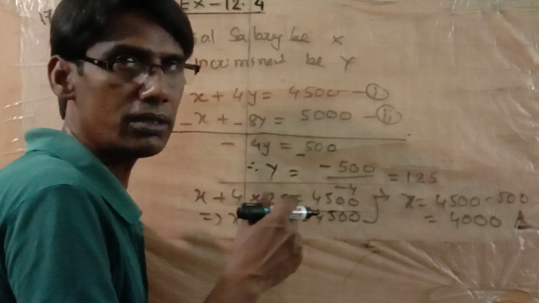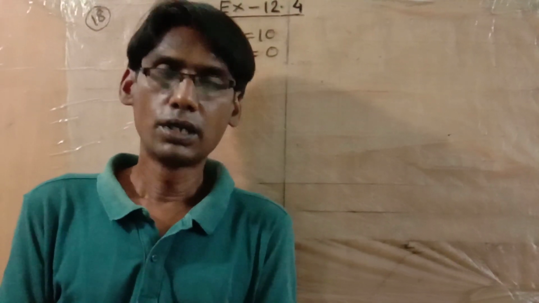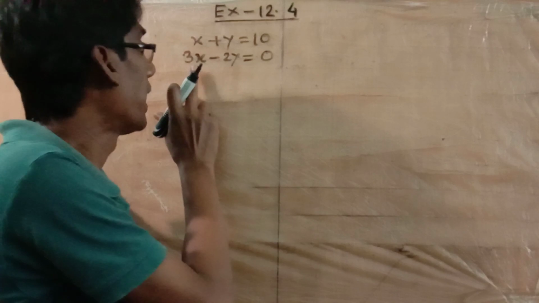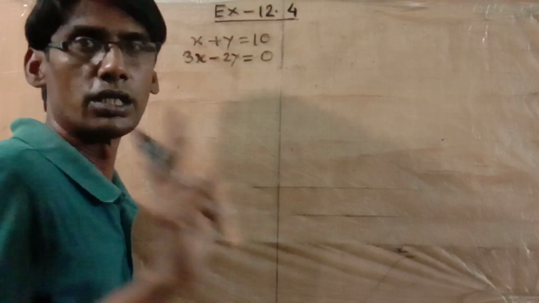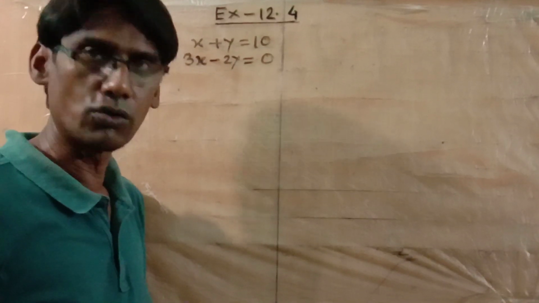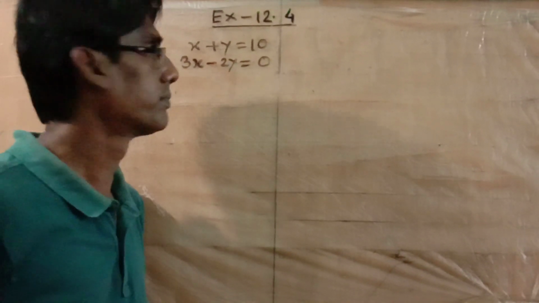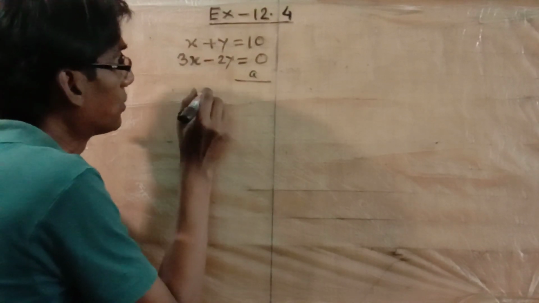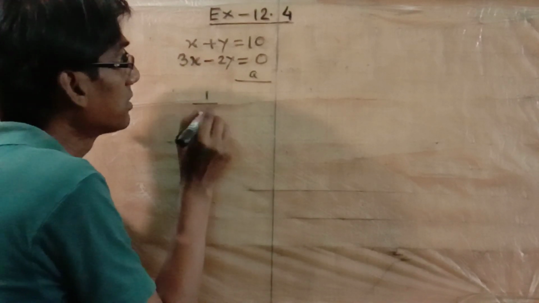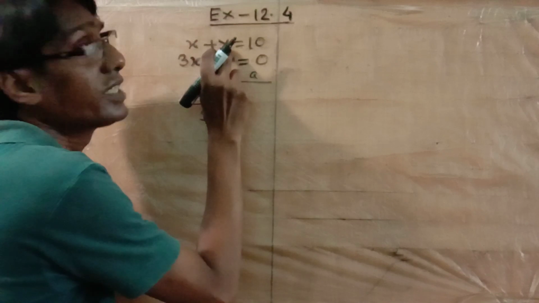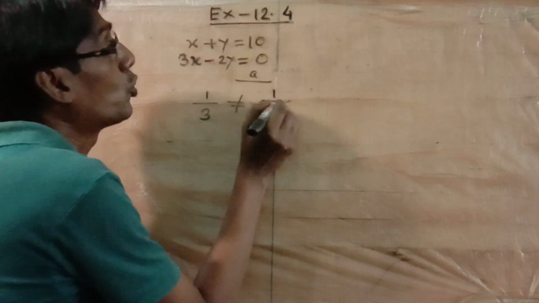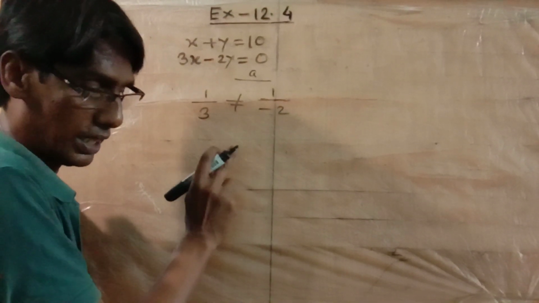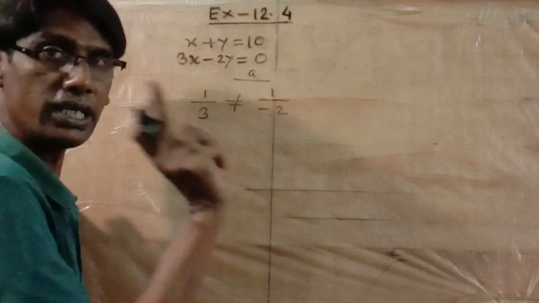Now we'll try to solve math number 18. This is a creative math. Stem is x plus y equal to 10 and 3x minus 2y is equal to 0. Question A: show that the equations are consistent and how many solutions do they have. Look at here. The coefficient of x is 1 and a2 coefficient is 3. Here, coefficient of b1 is 1 and coefficient of b2 is minus 2, which is not equal. That means these two equations are consistent and they have only a unique solution.